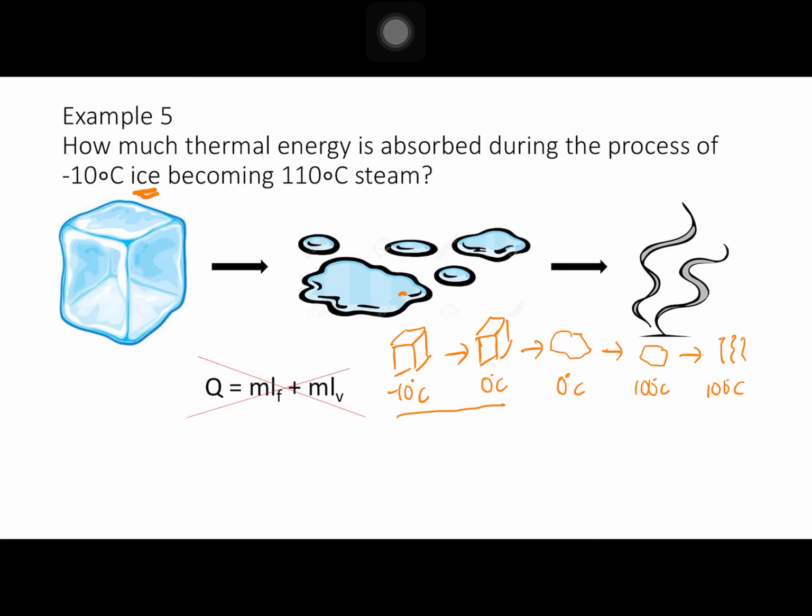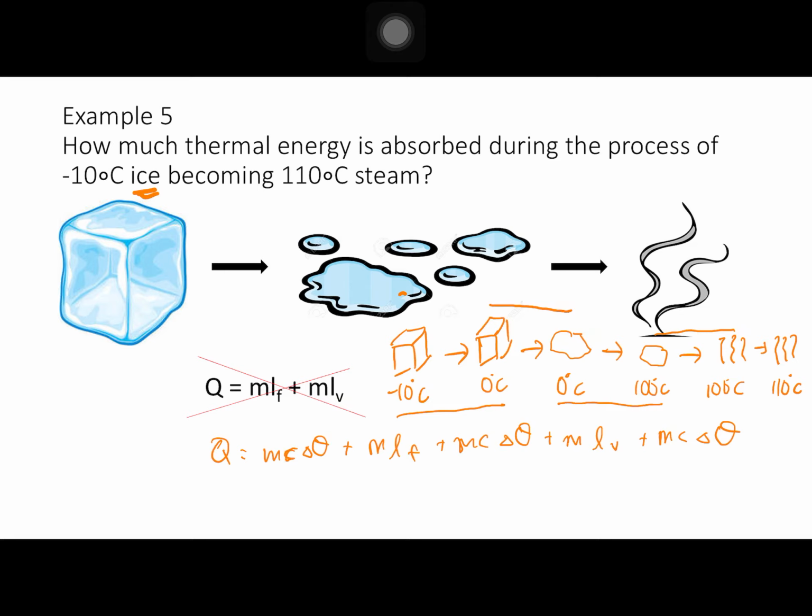Over here, notice change in temperature. Over here, change in state. Over here, change in temperature. Over here, change in state. Then finally, it reaches 110 degrees Celsius steam. So what should it be? It should actually be Q equals mc delta theta plus mL_F plus mc delta theta plus mL_V plus mc delta theta. By the way, this c here will be the specific heat capacity of ice, this c here will be that of water, and this c here will be that of steam. Each of these at different states has different values, alright?